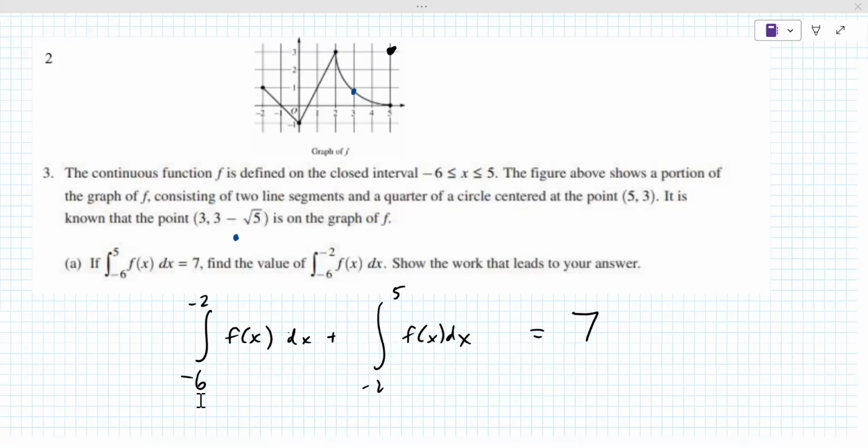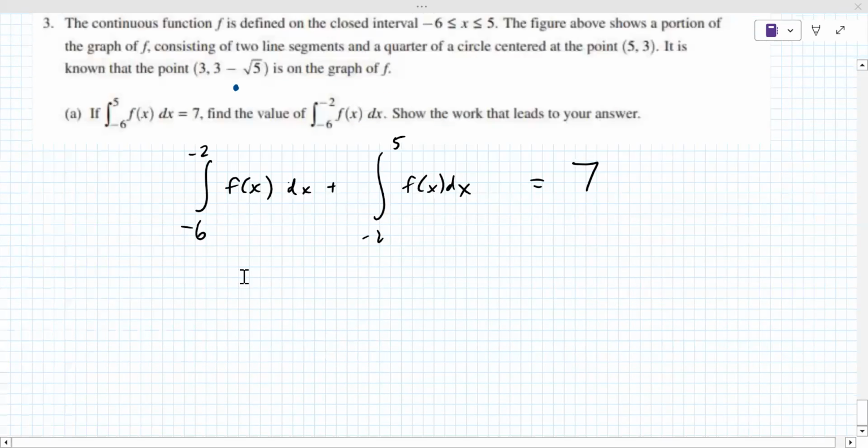Any questions though? I mean, this is just one of the integral rules where you can separate the integral into two pieces. No, I got it. Okay.